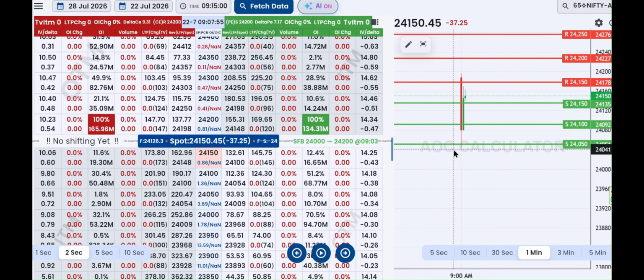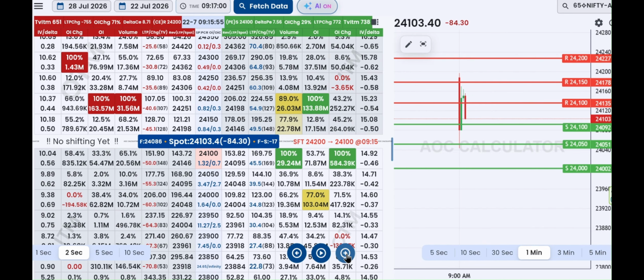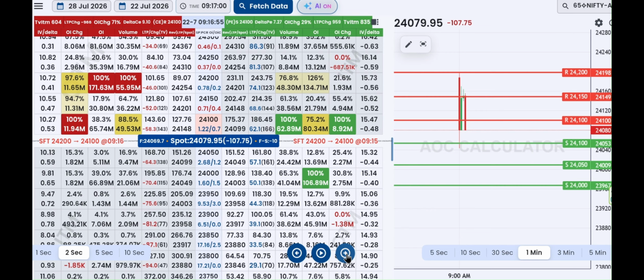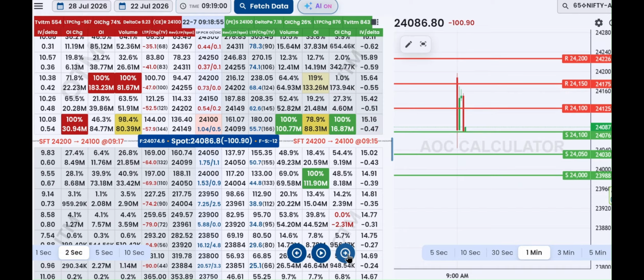Now let's discuss another live example of a bottom reversal, which occurred on 22nd July 2026. Before the market opens, both volume and OI change are zero because the market has not started yet. Once the market opens, the data begins updating in real time. Initially, we can observe that the strongest call OI is at 24,200, while the strongest put OI is at 24,000. This means 24,200 is acting as the major resistance, and 24,000 is acting as the major support.